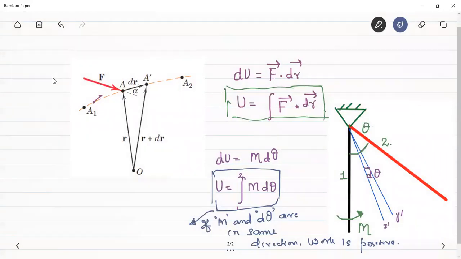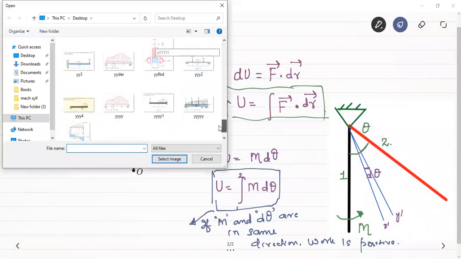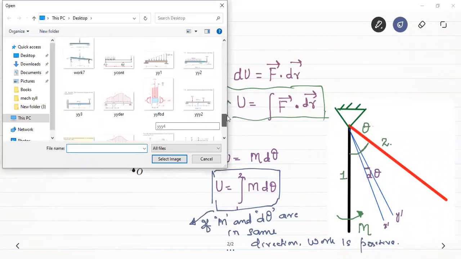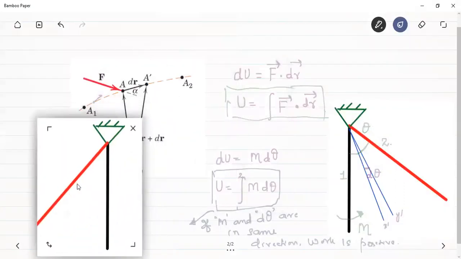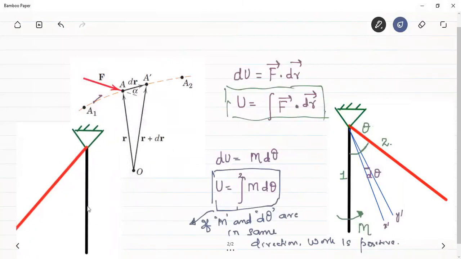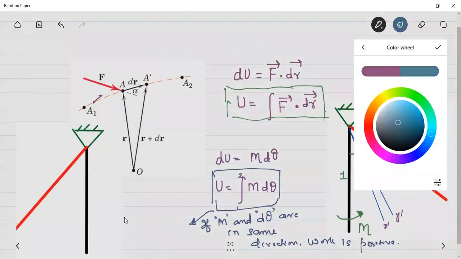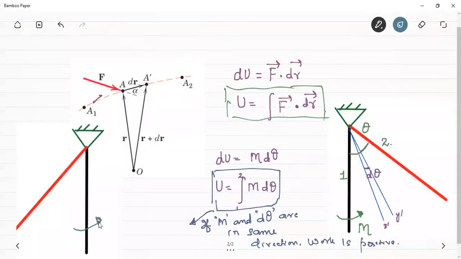Sometimes a spring is connected. You might be wondering how this moment is acting in one direction and the displacement is in another direction. Let's take an example here. This is a rod. I'm again saying that the applied moment here is in the anti-clockwise direction. But the displacement is taking place in which direction? This is the sense of displacement. It is in the clockwise direction. So this work done, which is equal to m d theta, will be negative here.